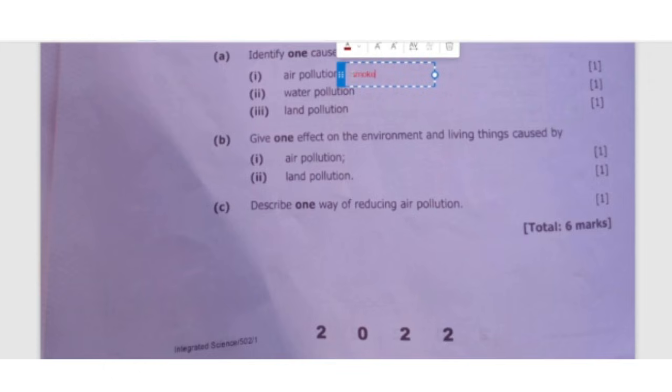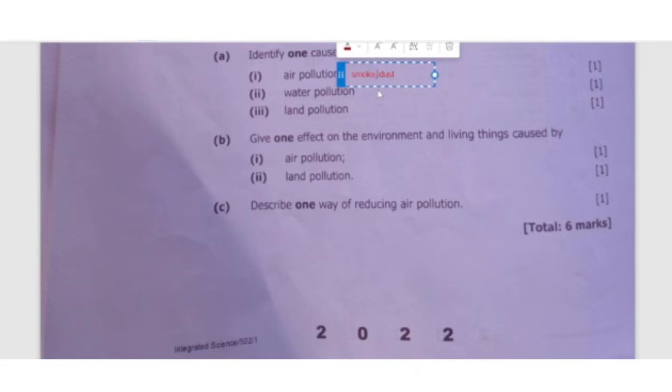This can be smoke from the firewood, from anything that is being burnt, and we can also say smoke from the factories. Then we can also talk about dust. So you can pick one of these two. Remember, I'll just be giving you two so that you can pick one, because if I congest my answers, it will be very difficult for you to master. But if I give you two, you are going to easily master them.